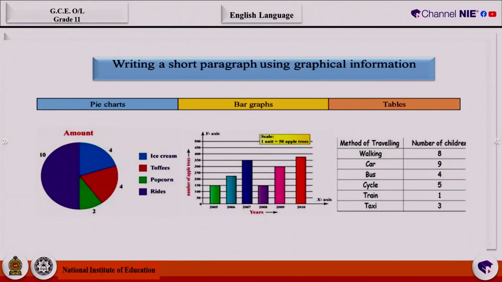Okay. I think this is quite enough about this particular question. So this is about choice A. And now let's go to choice B or option B. I told you that is about writing a short paragraph using graphical information.